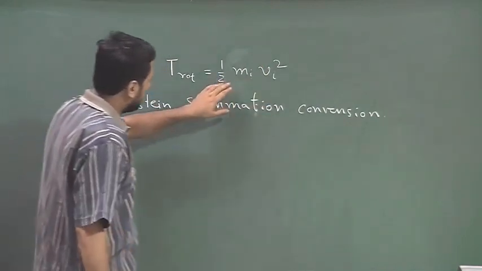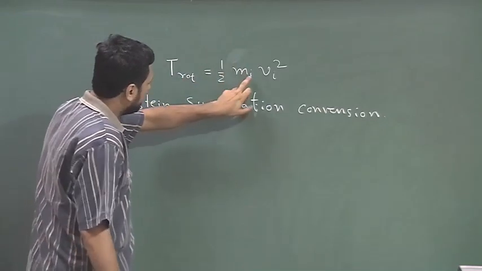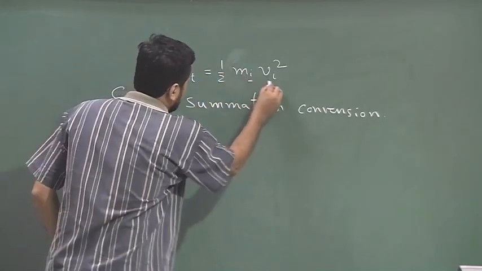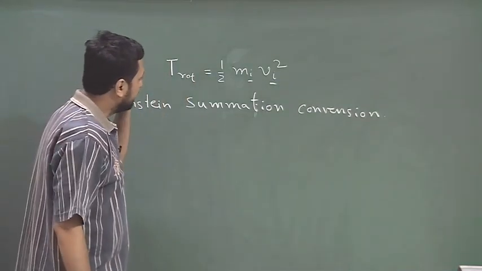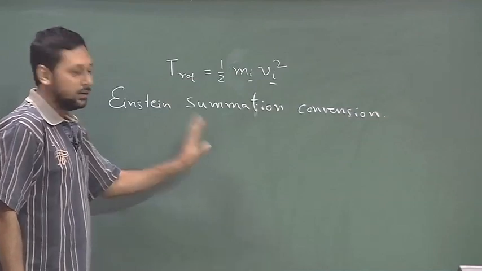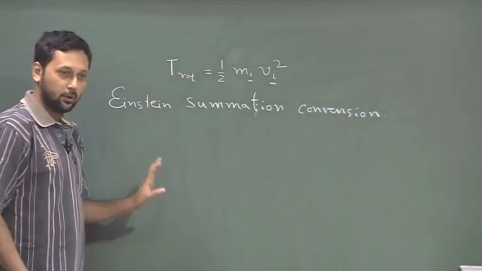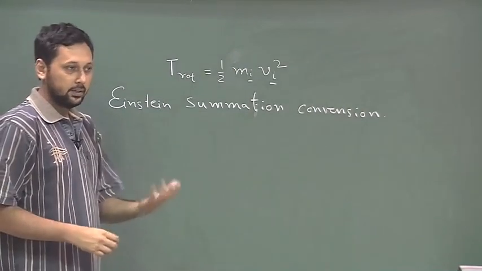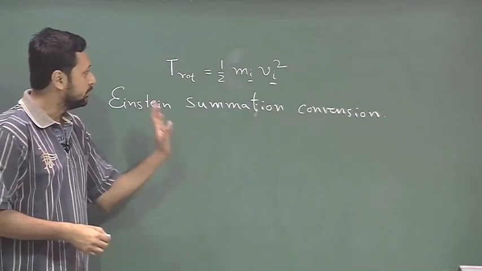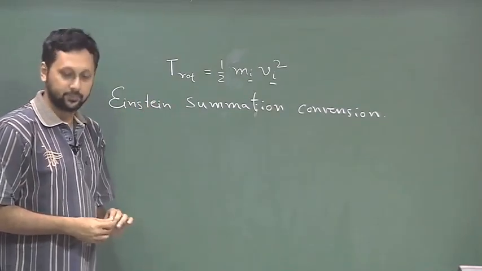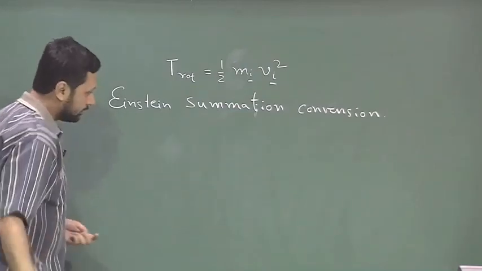In this convention, because the index i is repeated twice, a summation over i is implied anyway. We will be following this summation convention for the rest of this discussion on rigid body dynamics, and also in the next section when we discuss Lagrangian dynamics. Please keep this in mind. I will just give you an example.